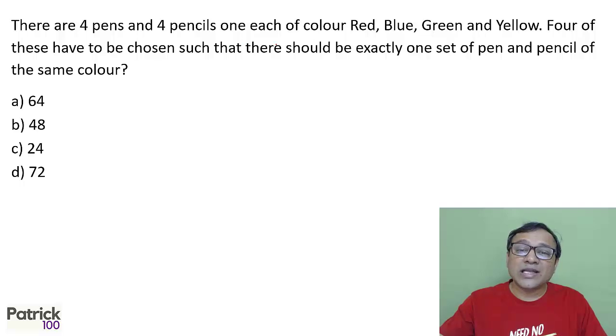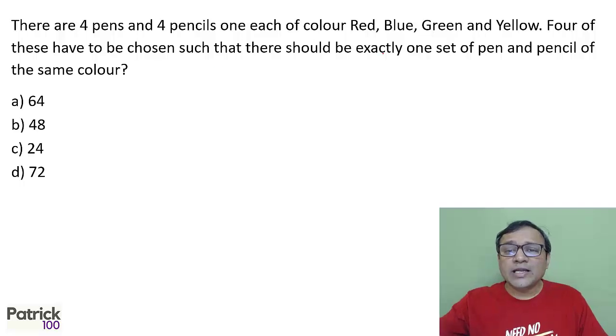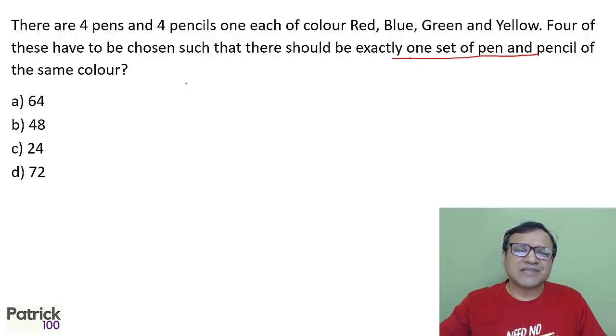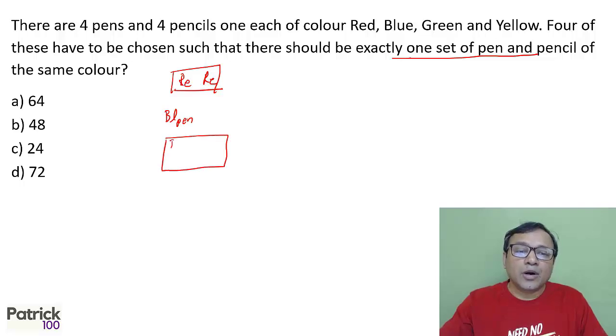4 pens and 4 pencils, 1 each of color red, blue, green, yellow. So we need exactly one set of pen and pencil of the same color. Let's say I'm taking red and red just for the example. Then we multiply by 4. If that one pair is red, then I take, say, blue pen. If I take blue pen, then I can take either of the other colors. So green pen, yellow pen, green pencil, yellow pencil. I can't take blue pencil. One of these 4. So total ways out here will be 4 ways for blue pen.